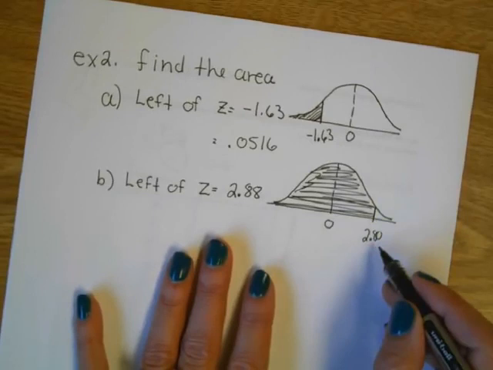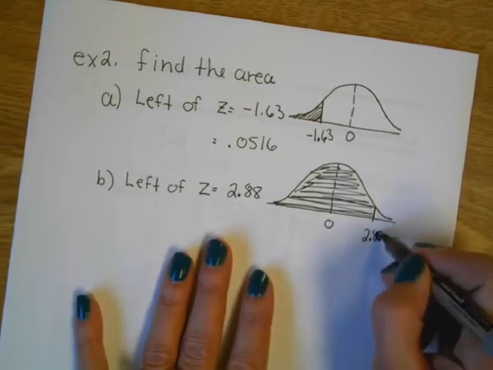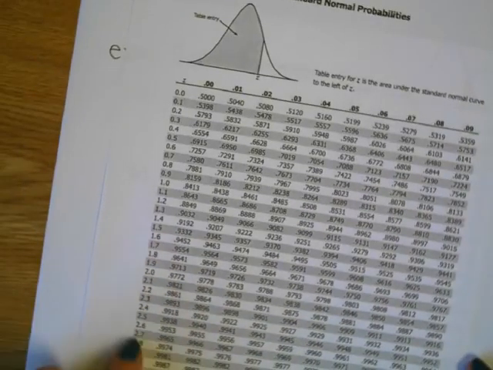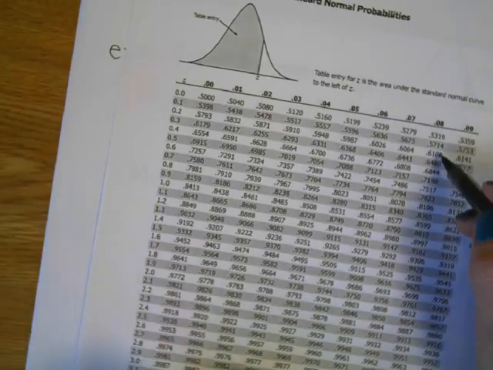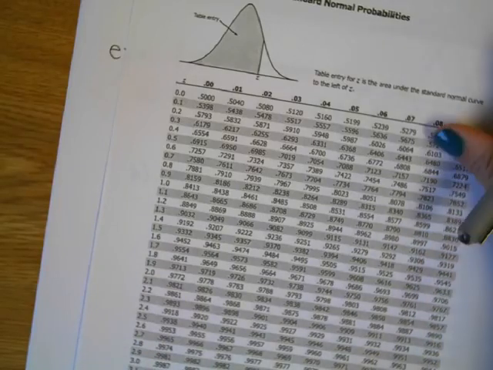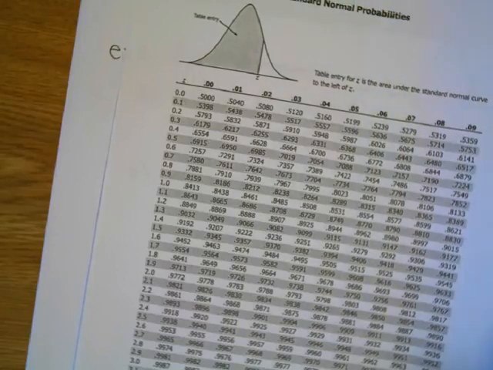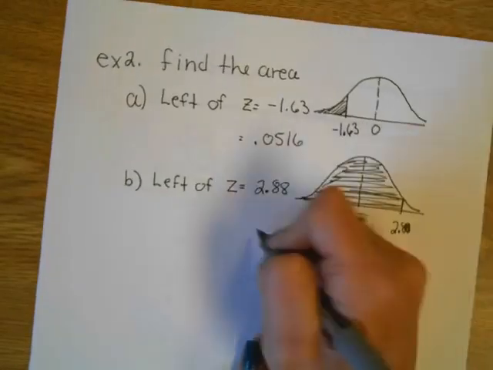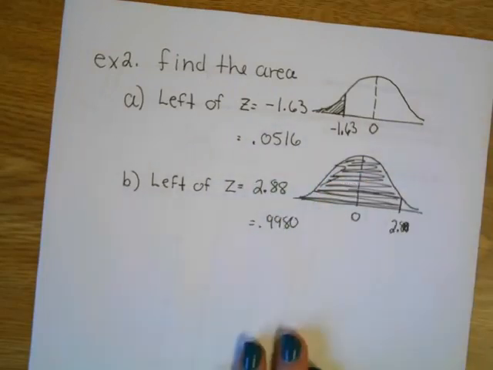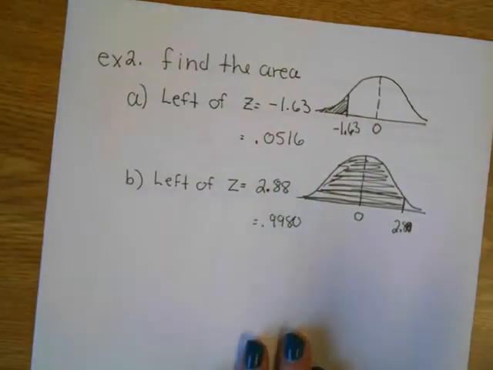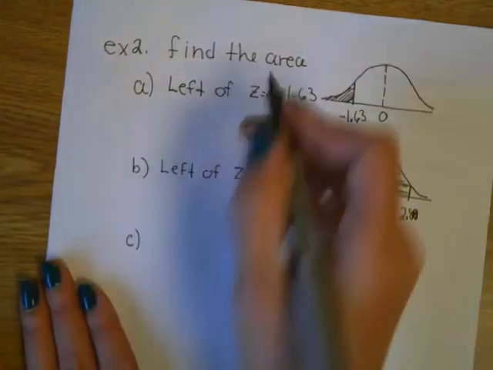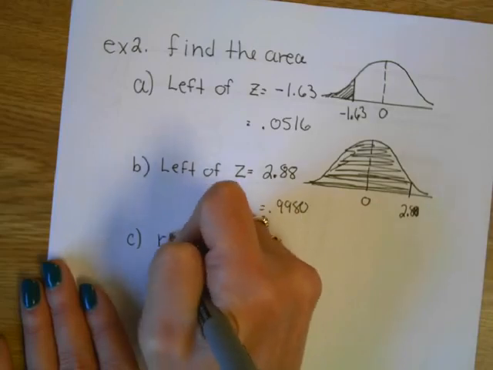So, look up 2.88. So go to the positive side. 2.88 is all the way over here. 0.9980. Yeah. So 99.8% of the graph is shaded. 0.9980. Okay. So do we understand what that number on the table is giving us? The area behind.